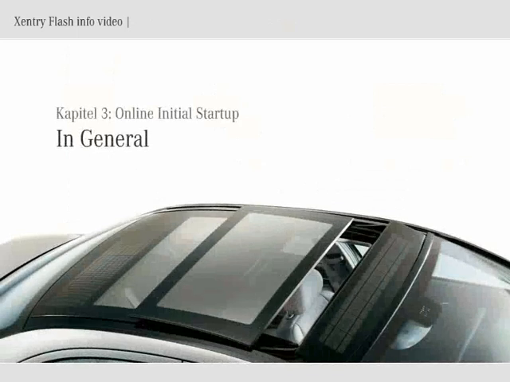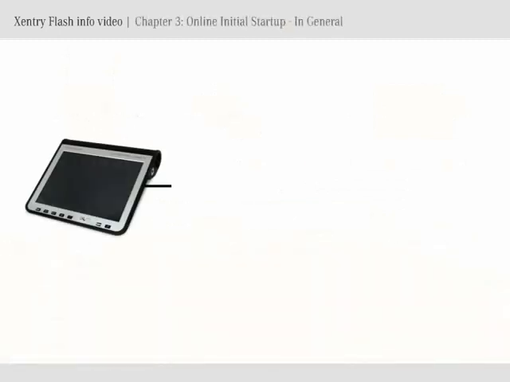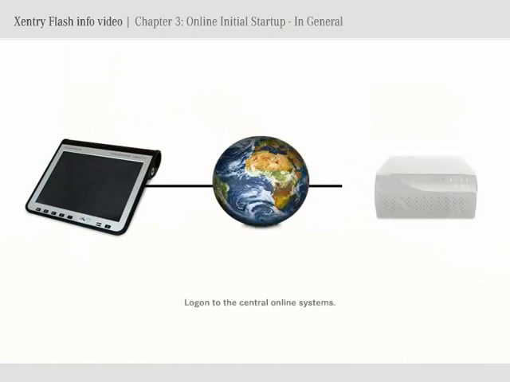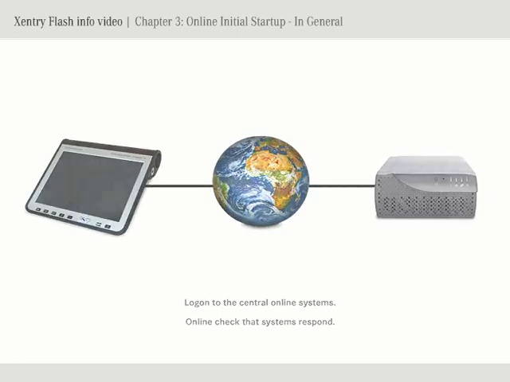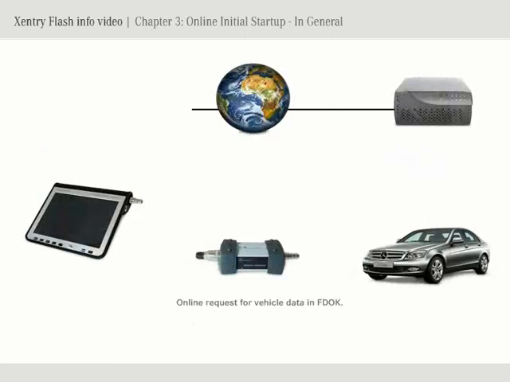In this chapter, first of all, you will find out how an online initial startup is performed in general. In order to perform an online process, you have to log on to the central vehicle documentation systems with your xentry username, user ID, and password. After the login, there is an automatic test to ensure that the central systems are responding. The star diagnosis device gets the latest vehicle data from FDoc via the internet connection.